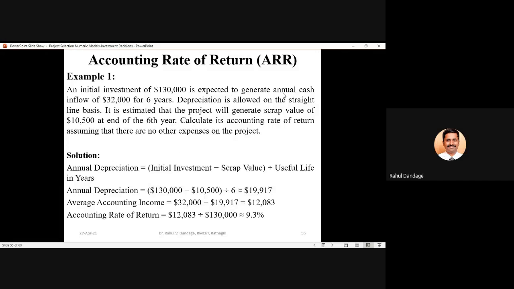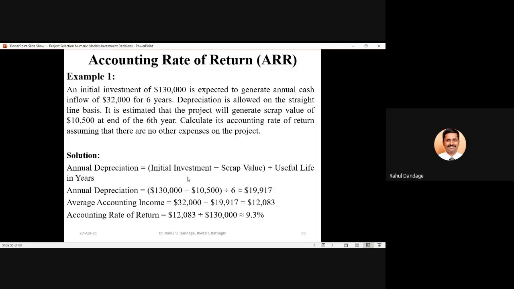So in this particular case, annual depreciation is also taken into account. Depreciation is nothing but the rate at which your investment will be decreasing. The value of your investment or the value of your asset will go on decreasing over a period of time because of the deterioration or because of the use of that particular asset.